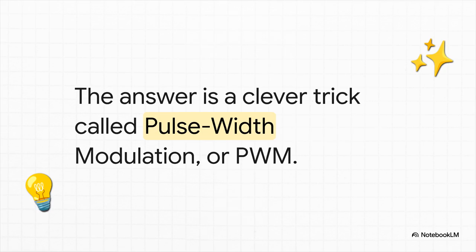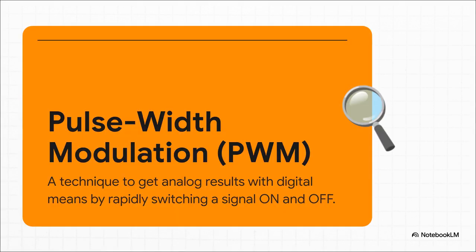And that trick, that secret weapon, is called pulse width modulation, or as everyone calls it, PWM. It's a brilliantly simple yet incredibly powerful technique that lets our digital systems create these amazingly analog-like effects. Honestly, it's the secret behind so many things that we just take for granted every day. So what is it exactly?